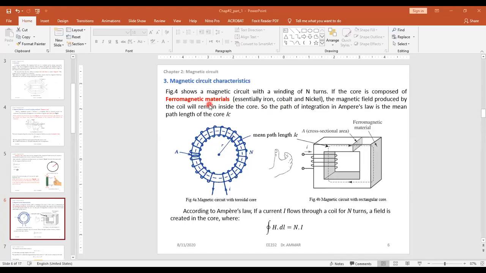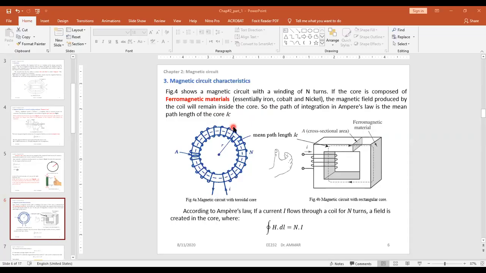There are other types called diamagnetic and paramagnetic. It's another field. We would go too deep into materials, so no need to give details concerning this issue. You just have to know that the materials used for the construction of electric machines are called ferromagnetic materials. So the magnetic field produced by the coil.